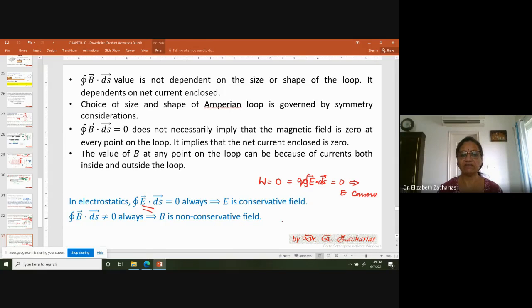But look at our magnetic field. Integral B dot dl, if you see, is not equal to 0. So what do you conclude from here? You can conclude that the magnetic field is non-conservative. Magnetic field is a non-conservative field. That is the reason why magnetic forces are also non-conservative, whereas in electrostatics, the electric field is conservative.